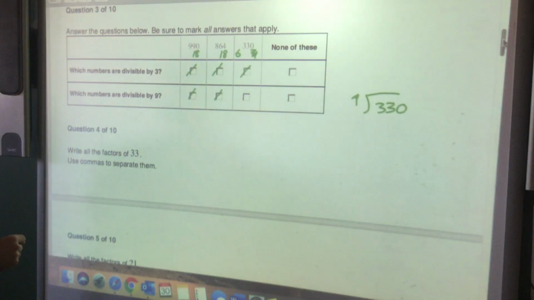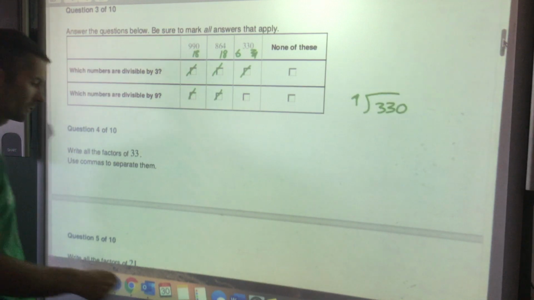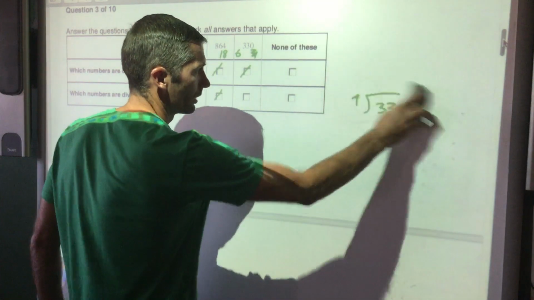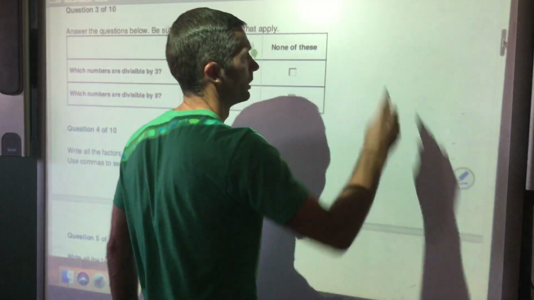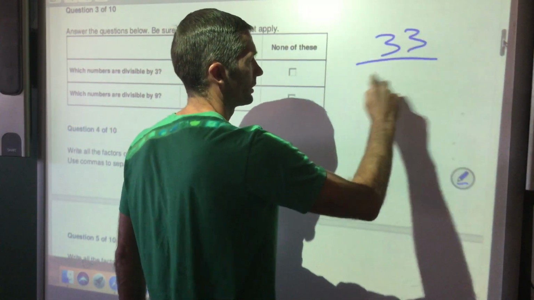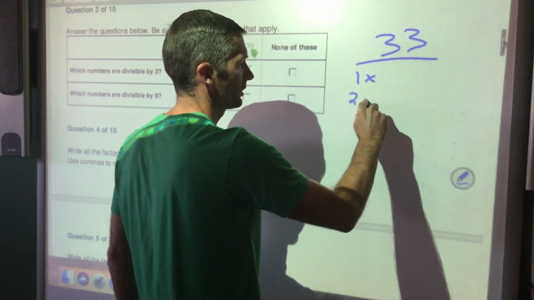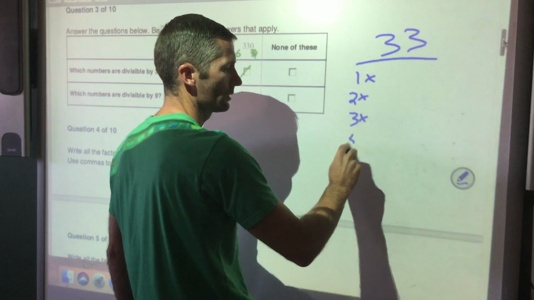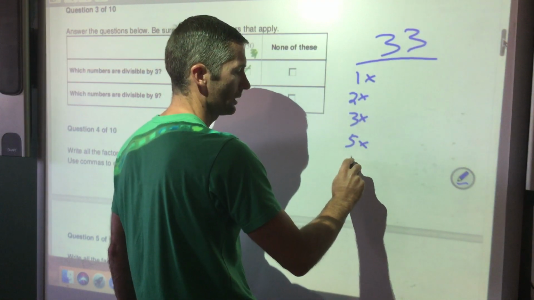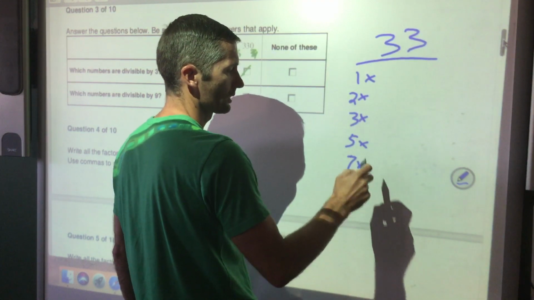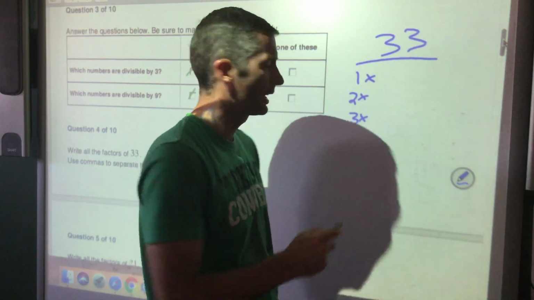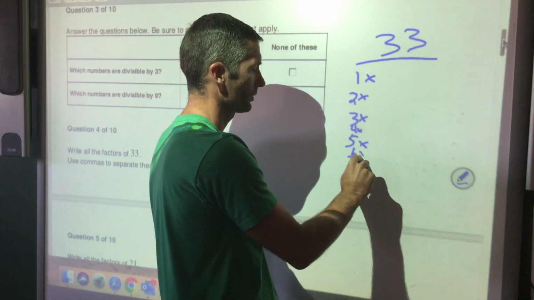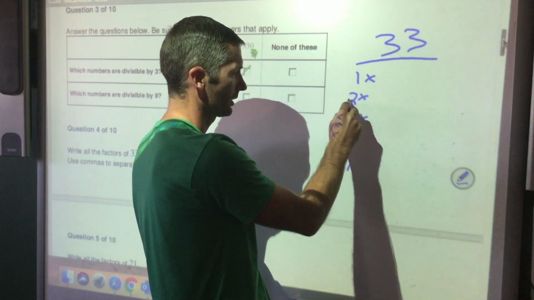Okay, question 4. Write all the factors of 33. Use commas to separate them. Okay, the way I like to do it, set it up like this. We're going to do times 1, times 2, times 3. Well, we can see right away it's odd, so we can just do the odd numbers. We don't have to do any of the even numbers. And we're going to go until we have a double or we have a repeat. I'll stick them in there just so we can see. So we know it's not going to be any of those.